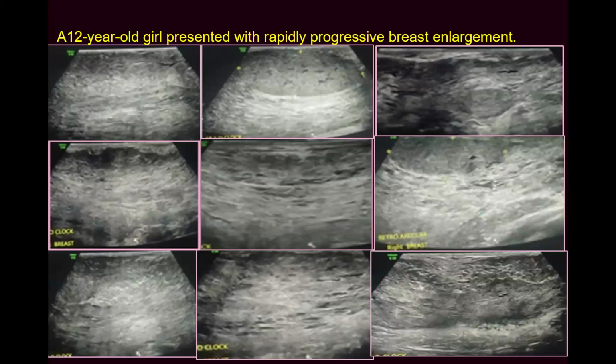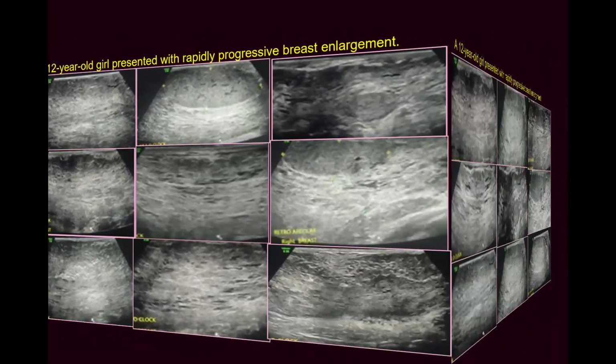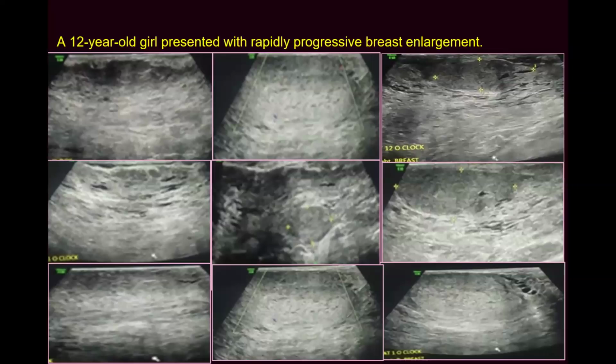Not only is it Tanner stage 5, but there is something more. Can you see this area? It looks like a mass, okay? And this also looks a little bit different. Even the texture of the breast, can you see it here? This is the same patient. Look at this, as if the parenchyma is lobulated.